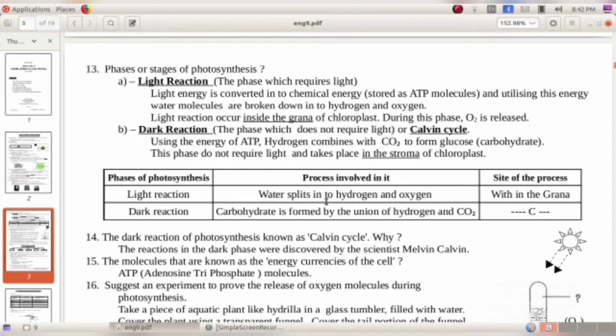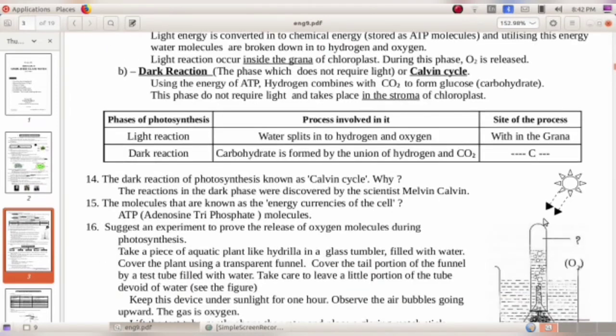In light reaction, the process is water splits into hydrogen and oxygen. Site of the process is grana. In dark reaction, carbohydrate is formed by the union of hydrogen and carbon dioxide, and the site of the process is stroma.